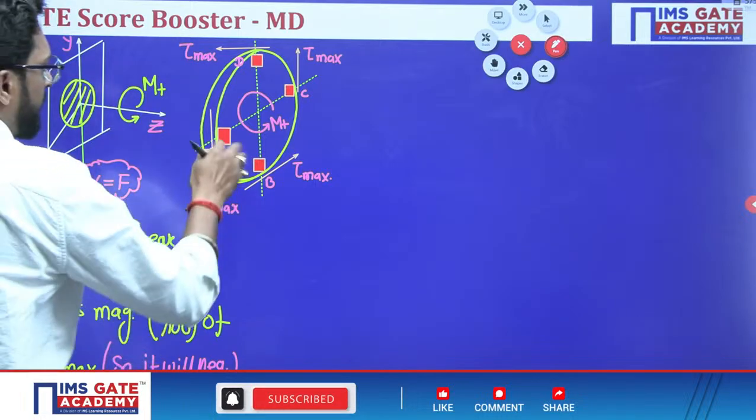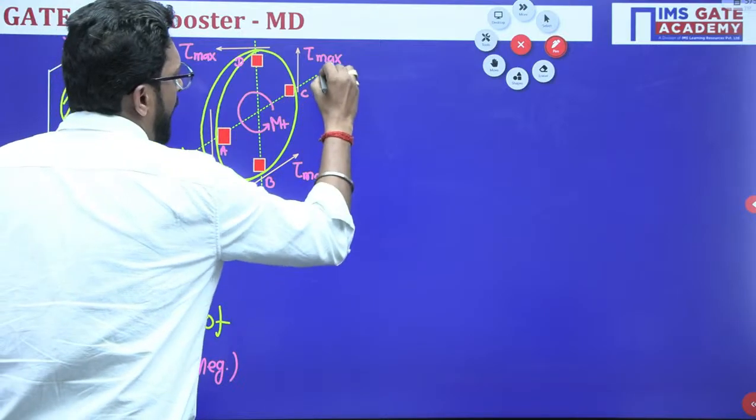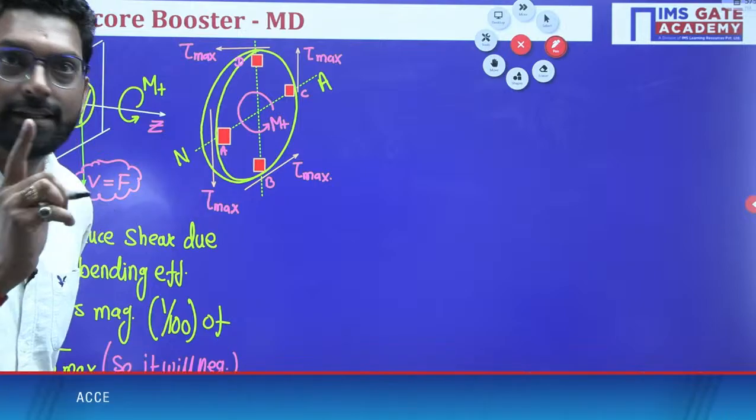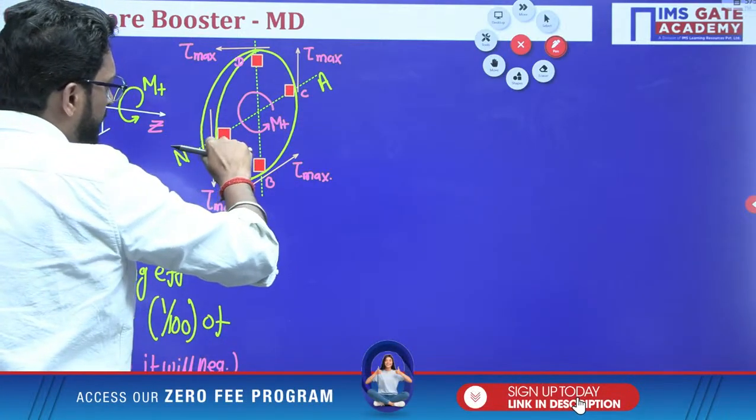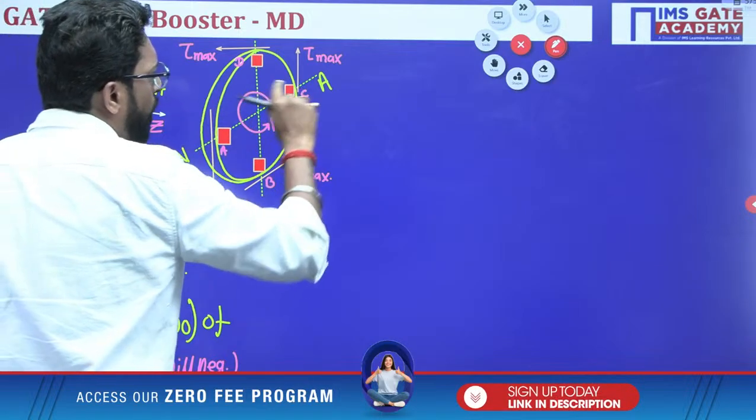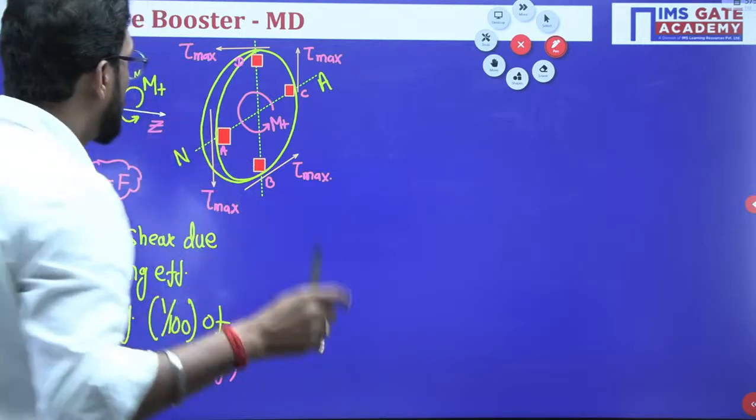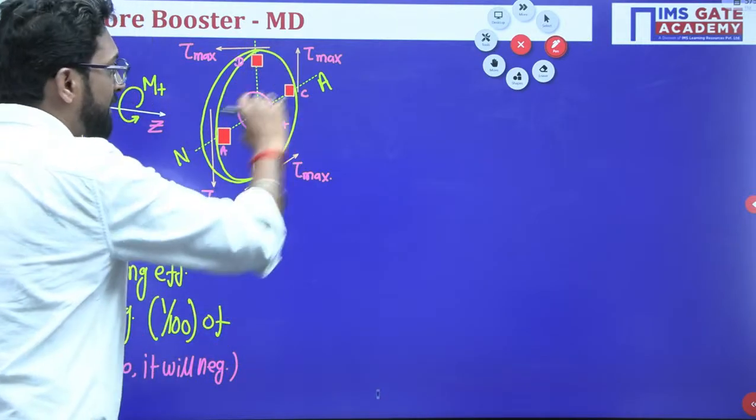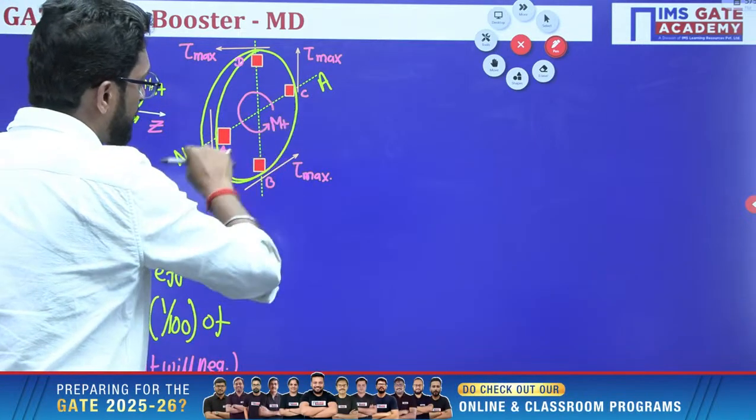See, my dear, this is a neutral axis. So at the neutral axis, there is no bending stress. So at point A and point B, there is no bending stress. Why? Because it is the neutral axis, where y is equal to 0. So there is no bending stress.